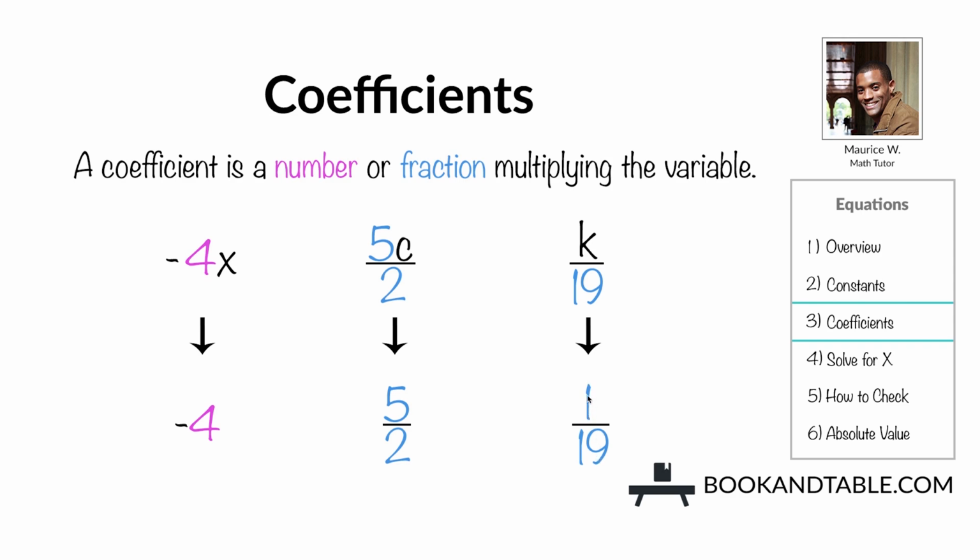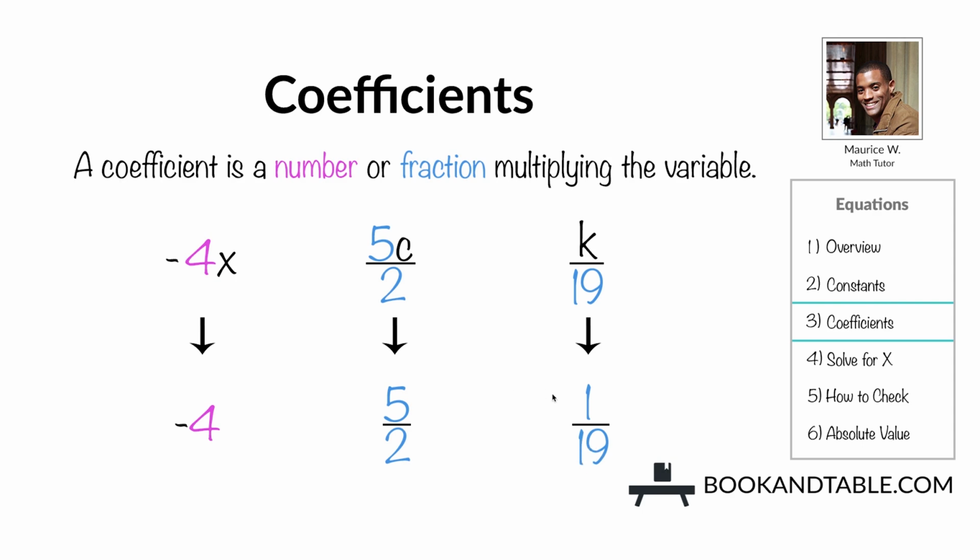The 1 times k would be k. So we do not display the 1 just because it looks cleaner this way. But if you do not see a number in the numerator and the variable is being divided by a number, or a variable for that matter in some examples, then the coefficient is going to be 1 over whatever term is in the bottom.